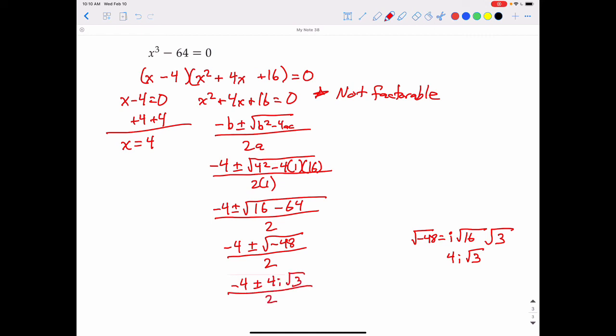And then I see I have negative 4, I've got negative or positive 4, and then I've got a 2 there. I can divide all of those by 2. So I will do that. Means my answer will be negative 2 plus or minus 2i square root of 3 over 1. And I don't need that over 1, so I'll just erase that. So here are my second answers, negative 2 plus or minus 2i square root of 3, along with the answer that I got way back here of just 4.